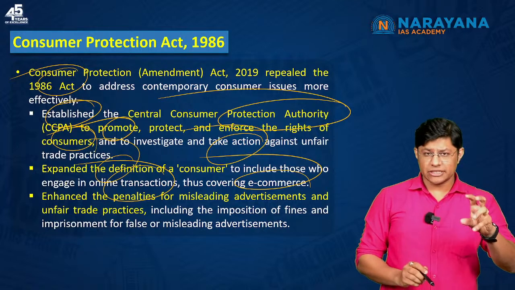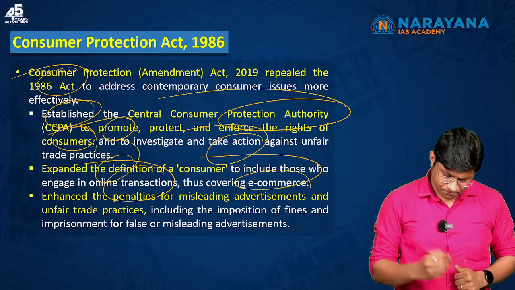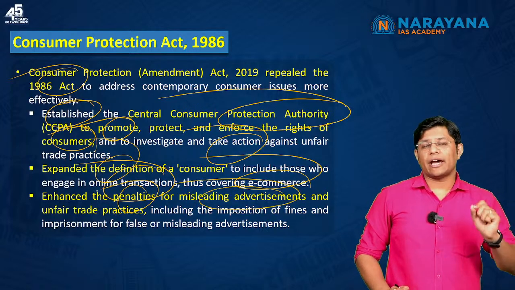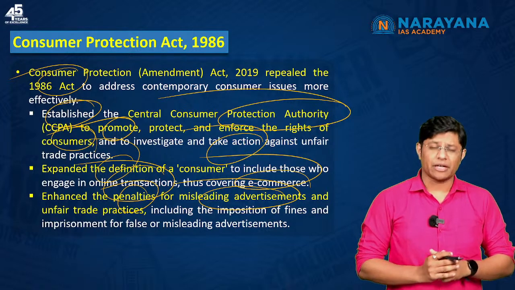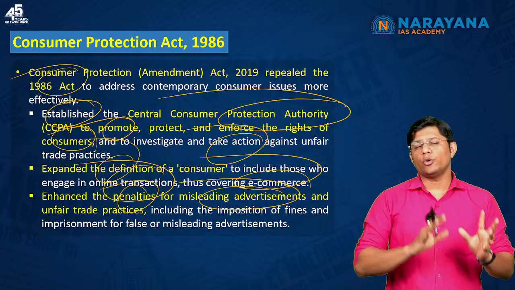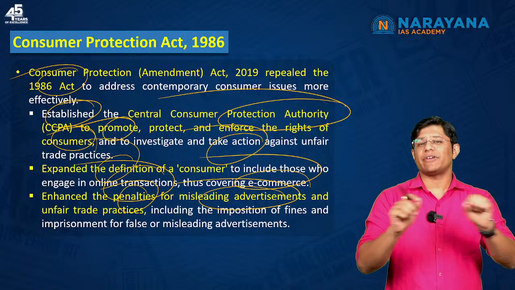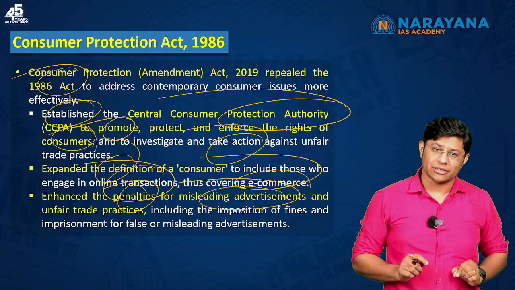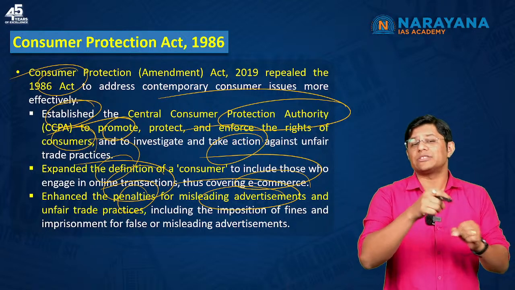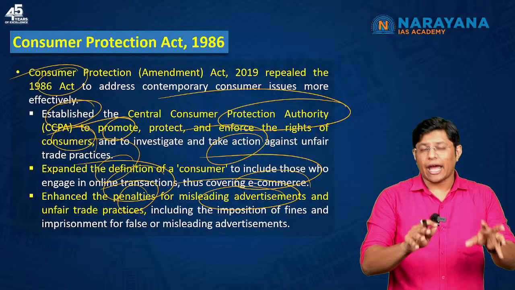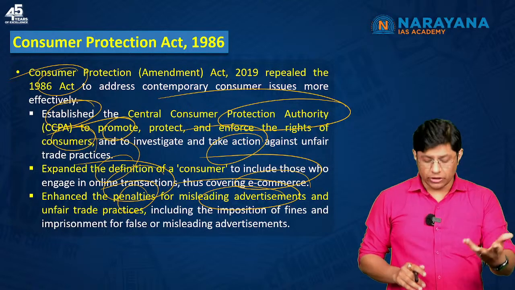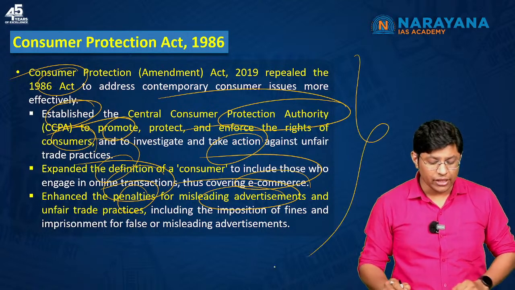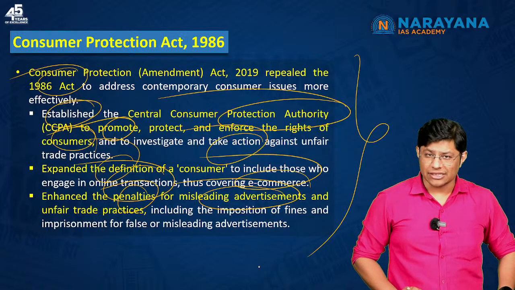At the same time, the Act of 2019 enhanced the penalties for misleading advertisements and unfair trade practices. Now, students, you must have come across news wherein a few coaching institutes were claiming that XYZ number of students had taken coaching from their institute and cleared the examination. Though their claims were false, this act has a provision wherein they can enhance the penalty for misleading the people through the advertisement. So, these are the provisions of the Consumer Protection Act, right?